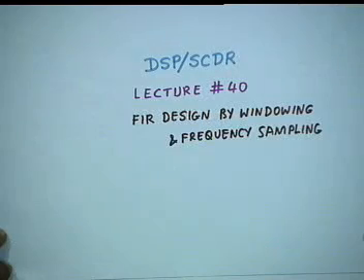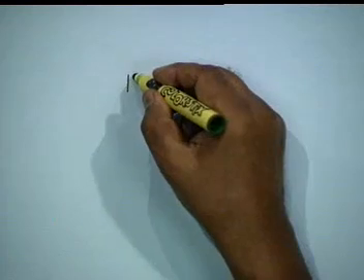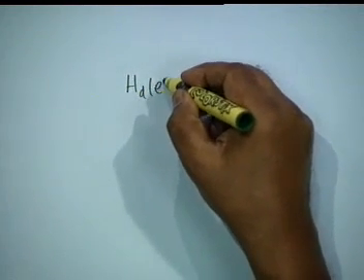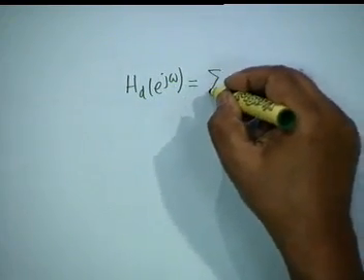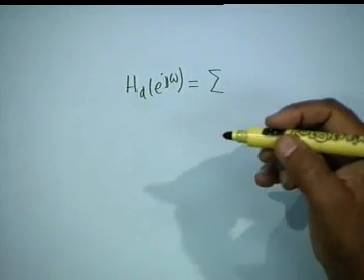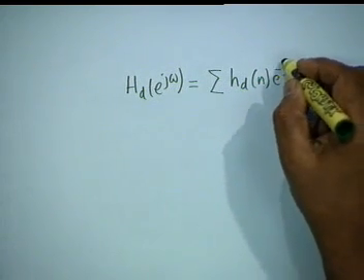This is the 40th lecture, and our topic today is FIR design by windowing, which we had started, and we shall also introduce the frequency sampling techniques if time permits. In the previous lecture, we talked about the basic concept of windowing, that is, the given desired frequency response is expanded in Fourier series, which is nothing but the Fourier transform of the desired impulse response.